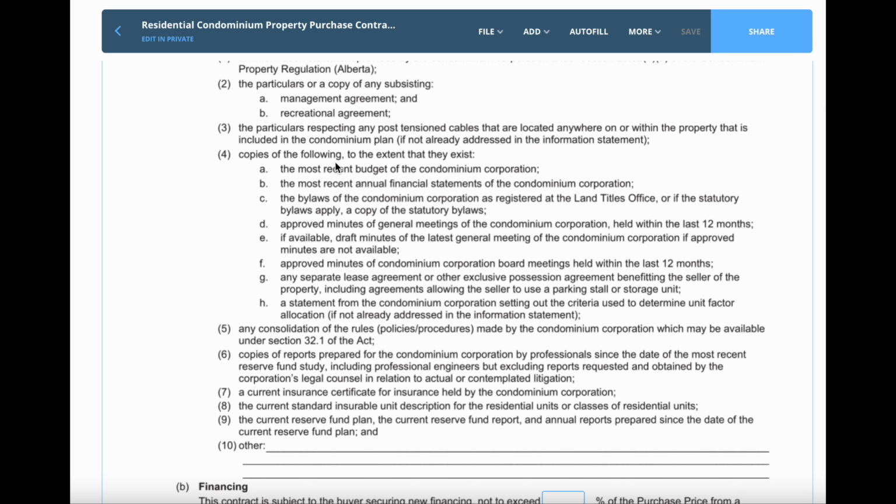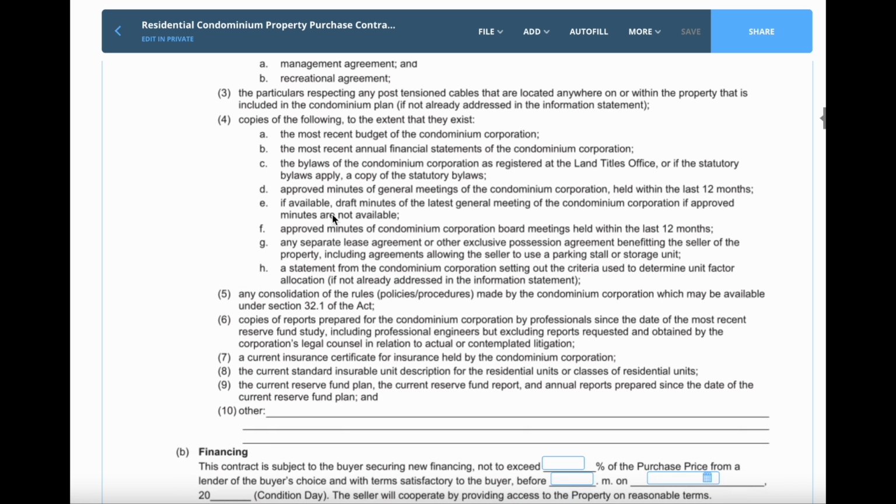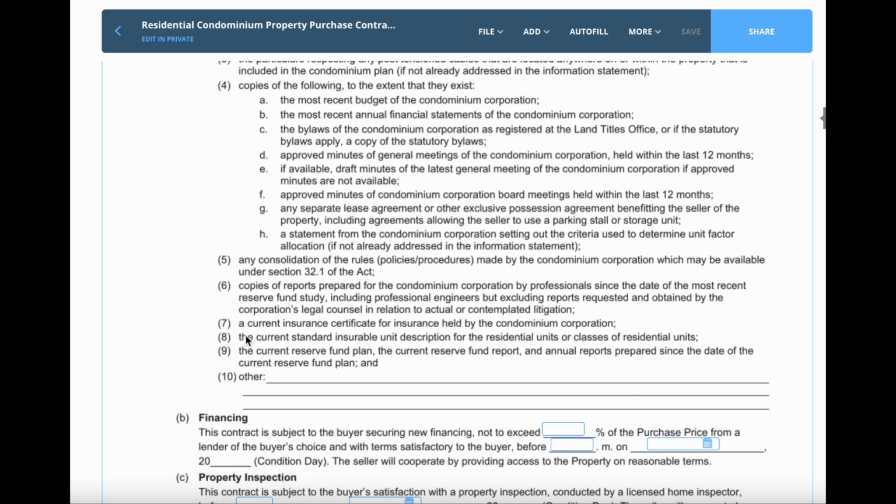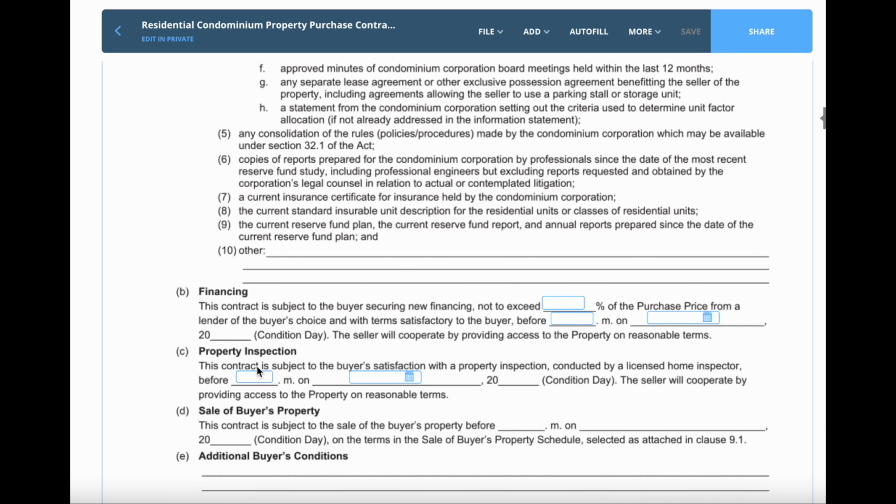So it's the budget, it's the management agreement, it's the financials, it's the bylaws. Those are very important because those will tell you if you are or not allowed to have pets in there, have kids in the building, have parties, or put stuff out on the balconies, and all those everyday things that you should care about. Also insurance and all of these things.